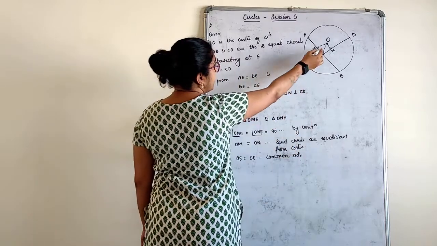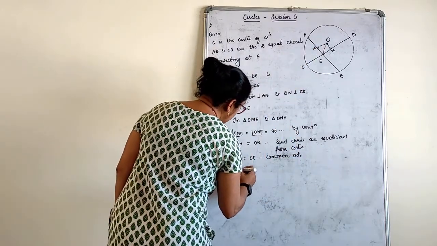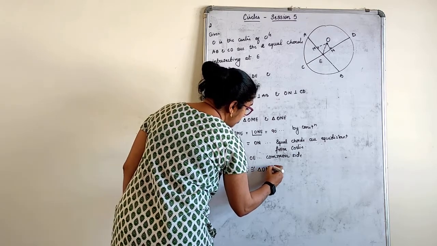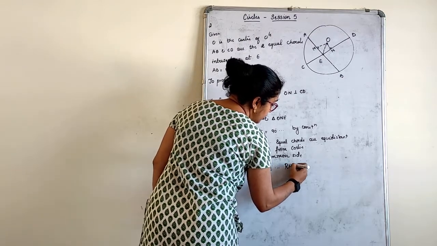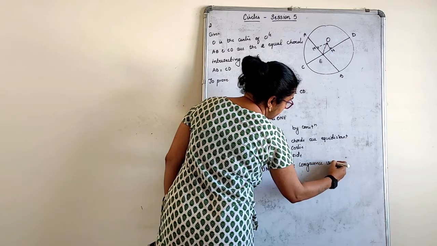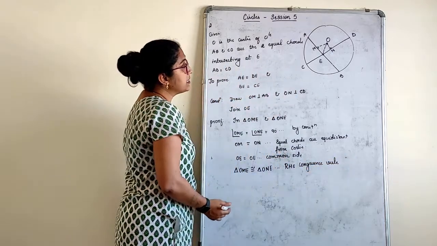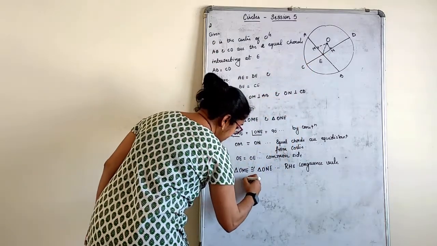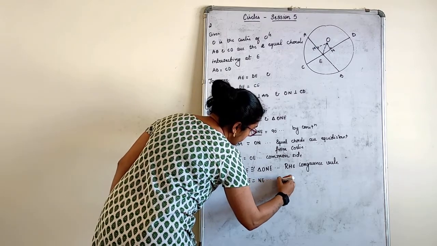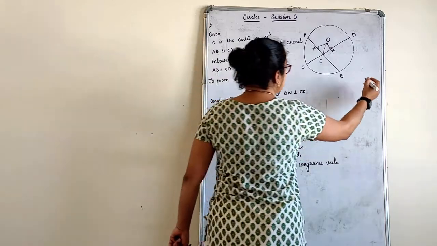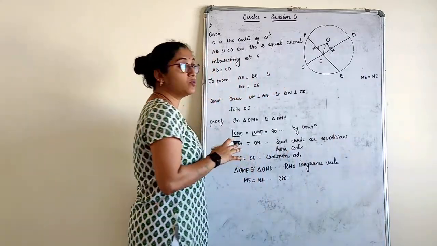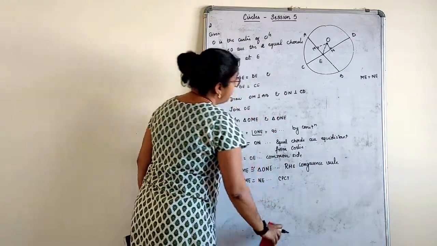From this 90 degree, hypotenuse and a side, triangle OME is congruent to triangle ONE by RHS congruence rule. So can I tell ME is equal to NE? For simplicity, I'll just write here because I'm going to rub the board down. ME is equal to NE. Is this very clear till here? Okay, further part.